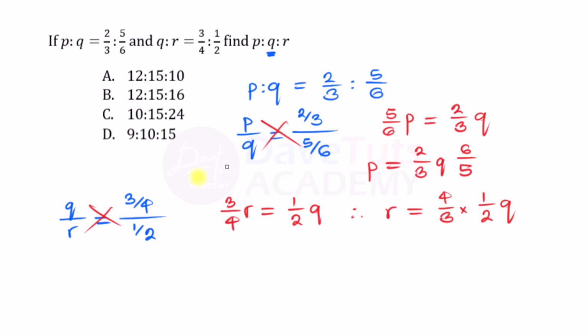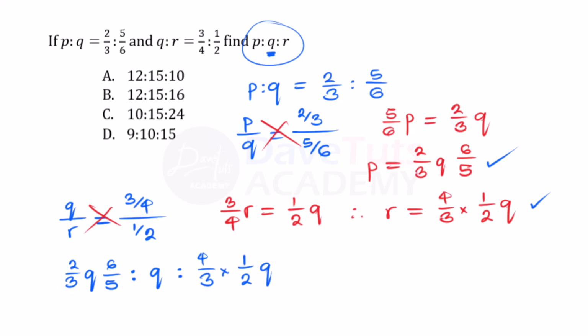So now in this case, look at where I'm going. I've been able to find an expression for P, and an expression for R. So if I want to express this out now, P ratio Q ratio R, I can say what I'm having is 2 over 3 Q multiplied by 6 over 5, ratio Q itself as a whole number, ratio R now is 4 over 3 multiplied by 1 over 2 Q. And you can see Q is common to all of them, so I can divide all through by Q.